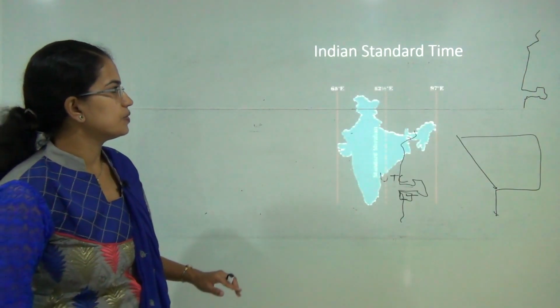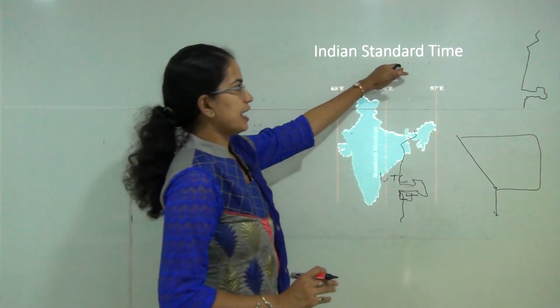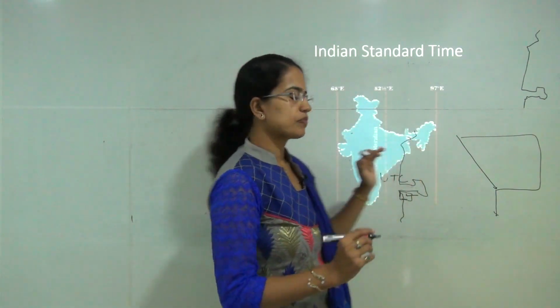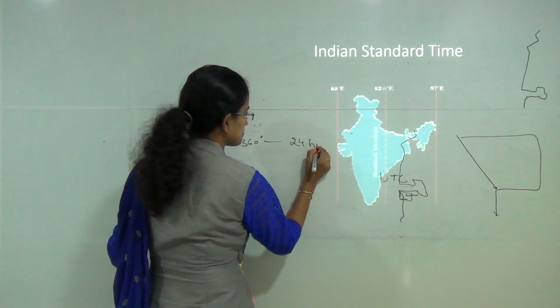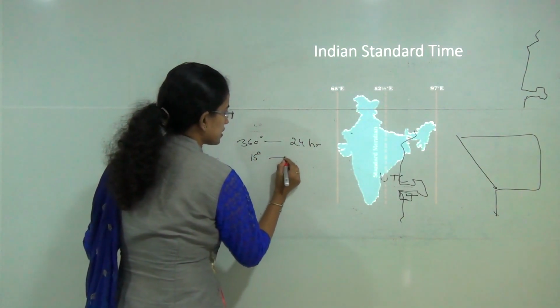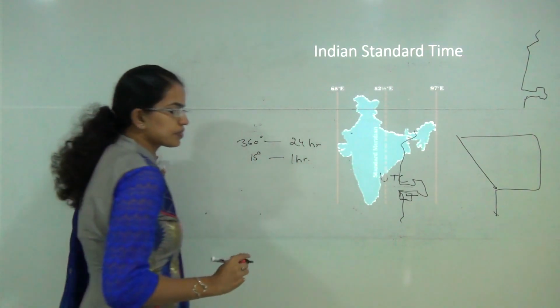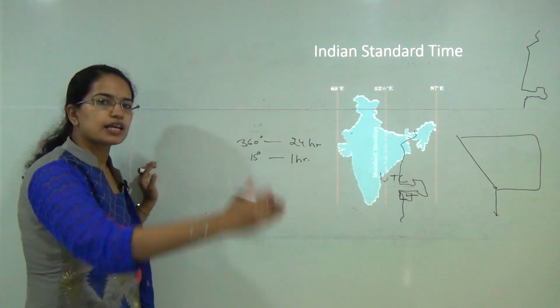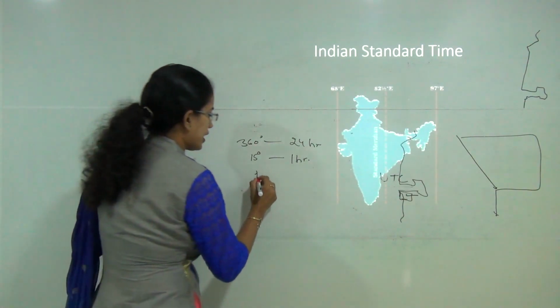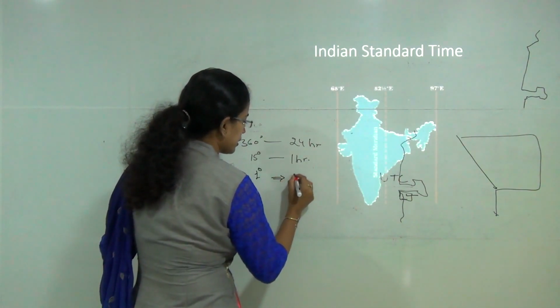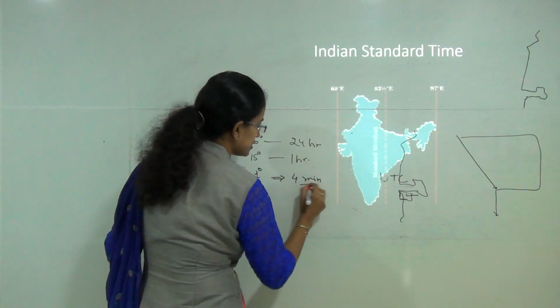Now coming to the standard time zones, as I said, 360 degrees contribute to 24 hours. So you would have 15 degrees which would contribute to 1 hour. So every 15 degree meridian would be 1 hour. So I can also say 1 degree would be equivalent to 4 minutes.